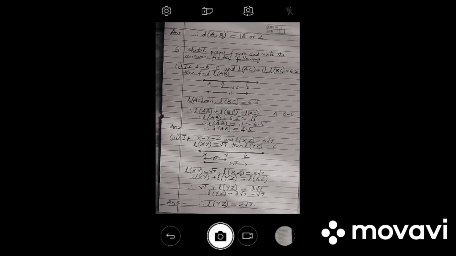And the last question, which figure is formed by 3 non-collinear points? Obviously it is a triangle. So a triangle is formed by 3 non-collinear points.